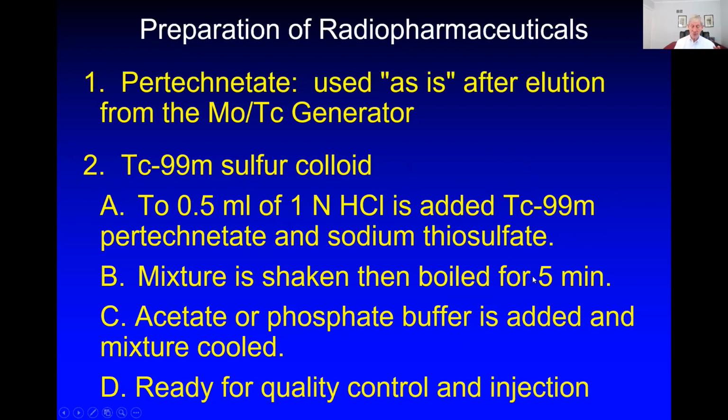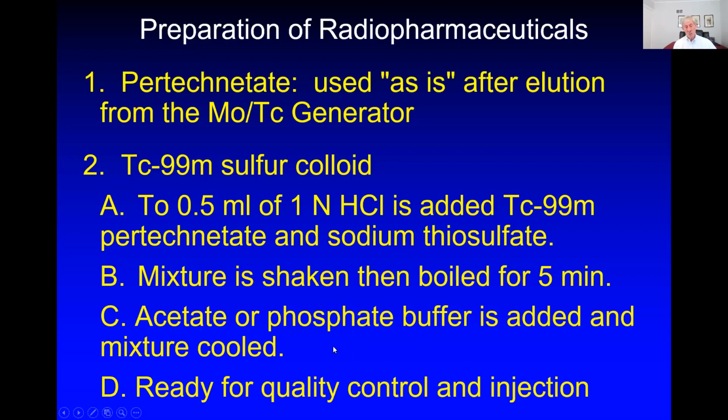Some manufacturers require 8, but it's always 5 to 8 minutes. So we put that vial in a boiling water bath. We boil it for 5 minutes. We cool it down. We buffer it. Some manufacturers use an acetate buffer, some a phosphate buffer, but we want to get the pH up to around 5.5 to 7 because otherwise it might be a painful injection.